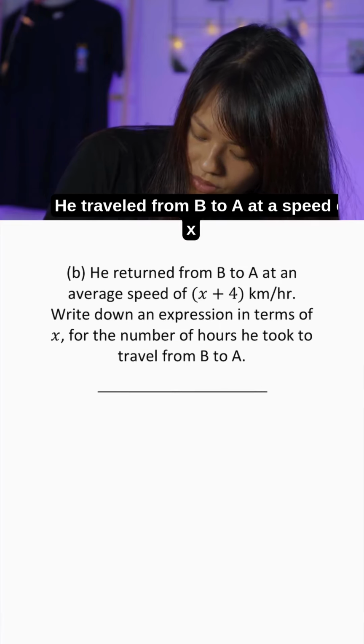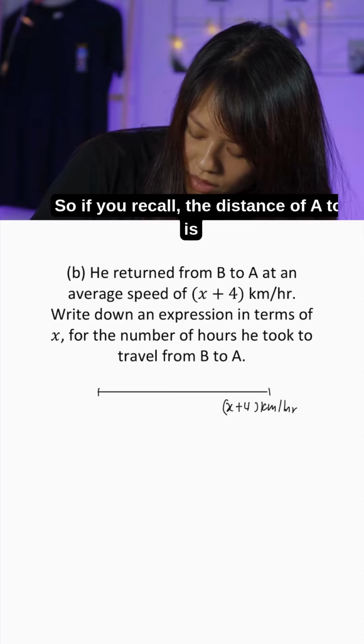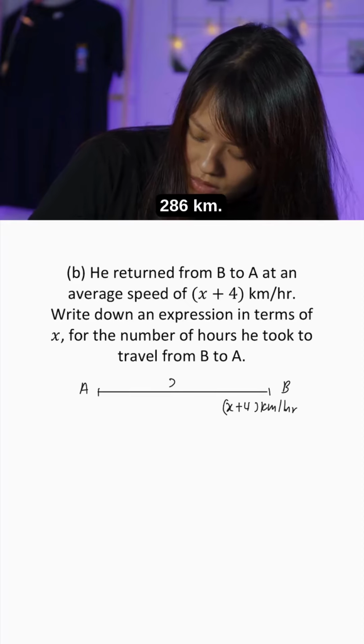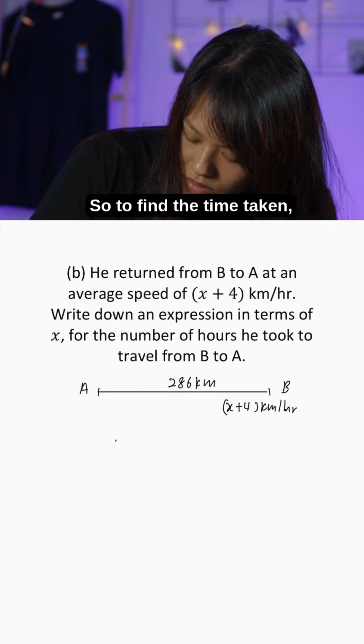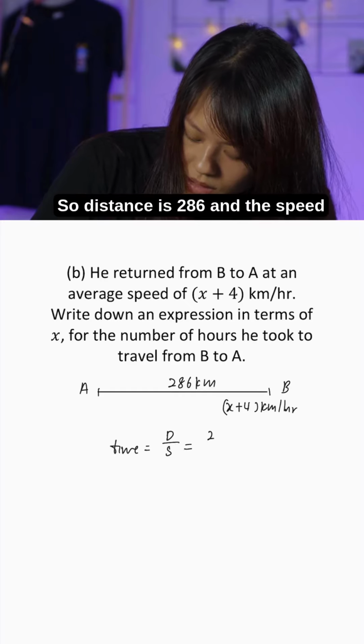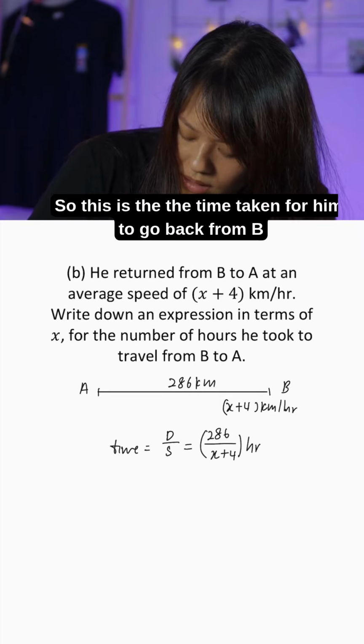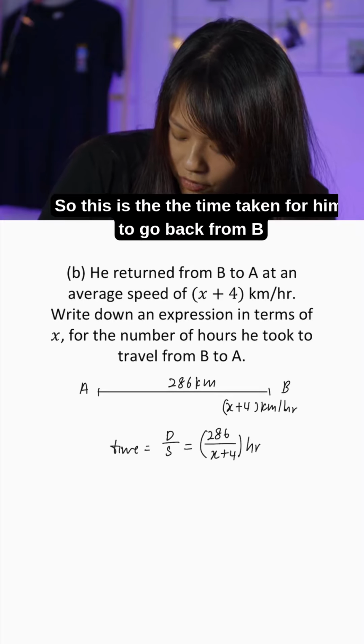He traveled from B to A at a speed of x plus 4 km per hour. If you recall, the distance of A to B is 286 km. So to find the time taken, again, it is distance over speed. So the distance is 286 and the speed is x plus 4. So this is the time taken for him to go back from B to A.